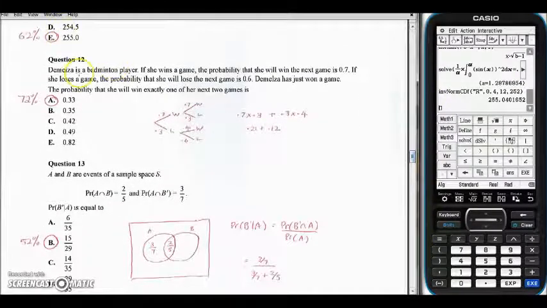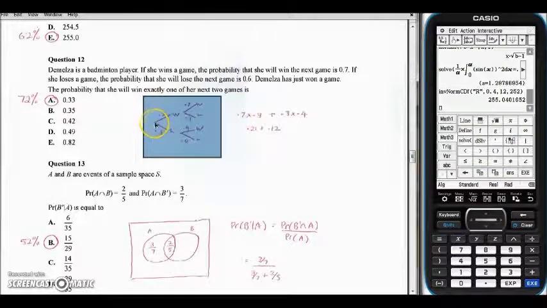Okay, moving on, question 12. We've got a badminton player who, if they win a game, the probability they win the next one is 0.7, and if she loses, the probability she loses again is 0.6. So if she just won a game, what's the probability that she'll win exactly one of her next two? Now, I would not bother with Markov chains here. I'd just draw up a quick tree diagram, or you probably don't even need the tree diagram if you just sort of think about it.